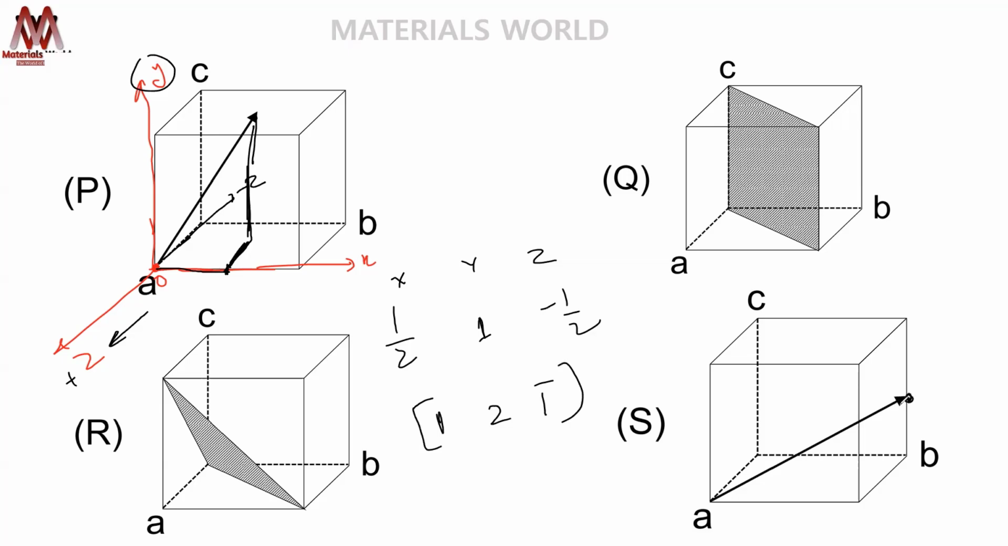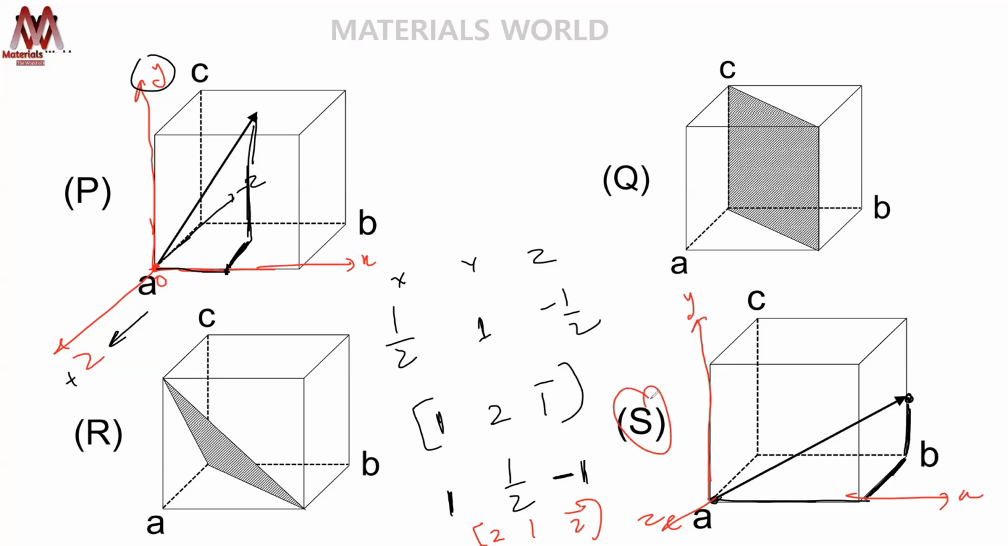Similarly, to reach here, I will travel one distance towards x, minus one distance towards z, and half distance towards y. What you need to do is just first draw the axes, and then you will understand what negative z and positive z mean. Okay, so you simplify by 2. So 2, 1, and 2 bar is the direction for this S.